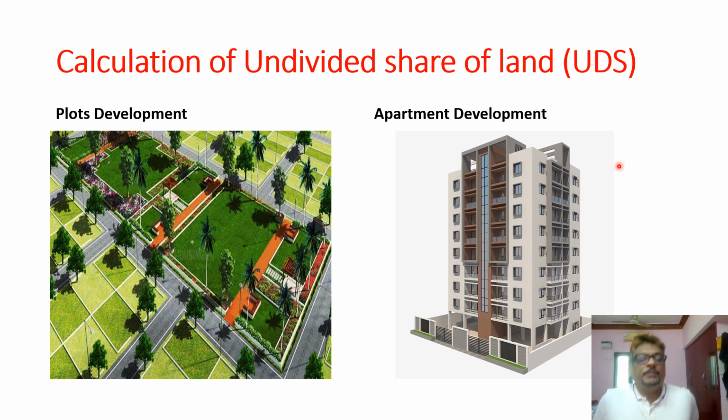Now, in these images, the left shows what happens when you buy a plot: you calculate the total plot area and it is registered in the individual owner's name. But on the right-hand side, we have an apartment complex with various flats. Here, to calculate UDS, we need to do a calculation for each flat, and accordingly this will be fixed and used for registration purposes.